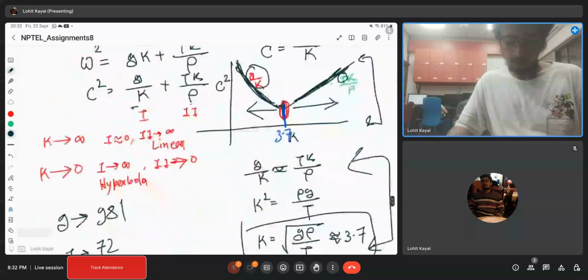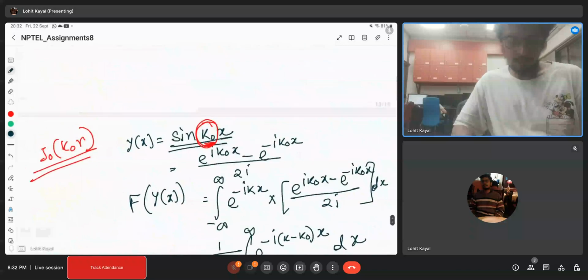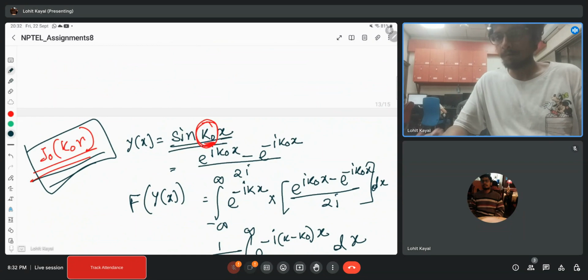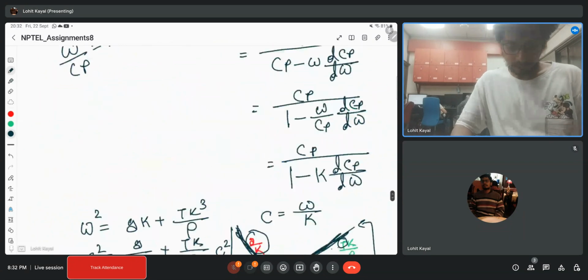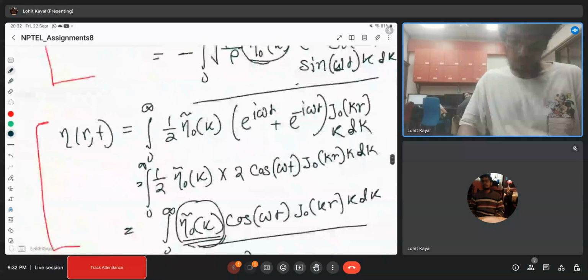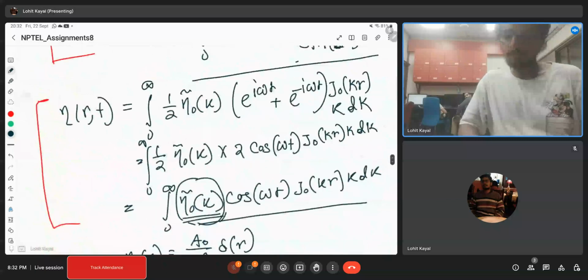Then we have solved the assignment problems. Now your task is to do the counterpart in the cylindrical geometry. If you try with J0 of some k0 r, what will be the final solution? And also try to find a solution numerically, where you take some arbitrary initial guess of eta 0, find eta tilde of k, and then solve this question numerically.